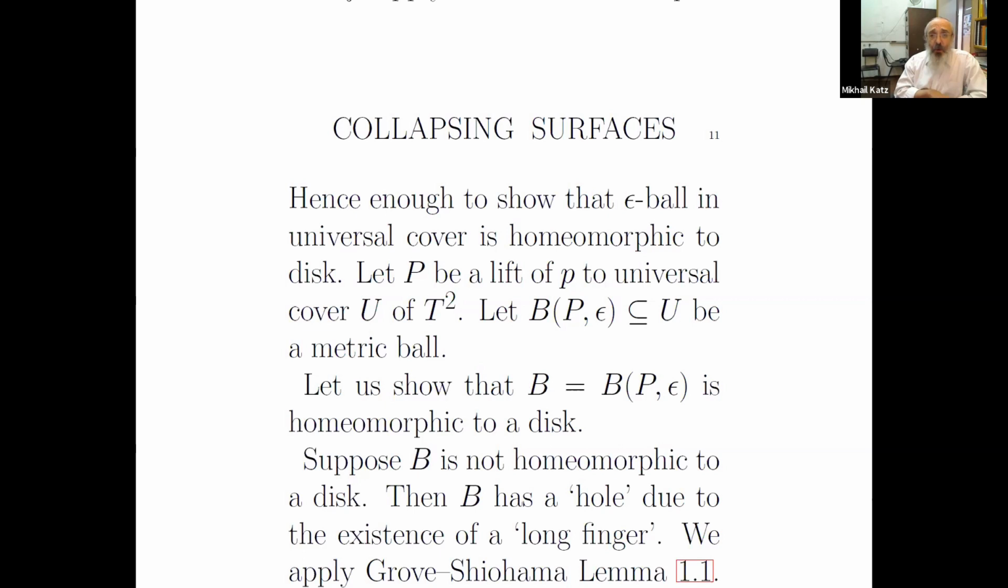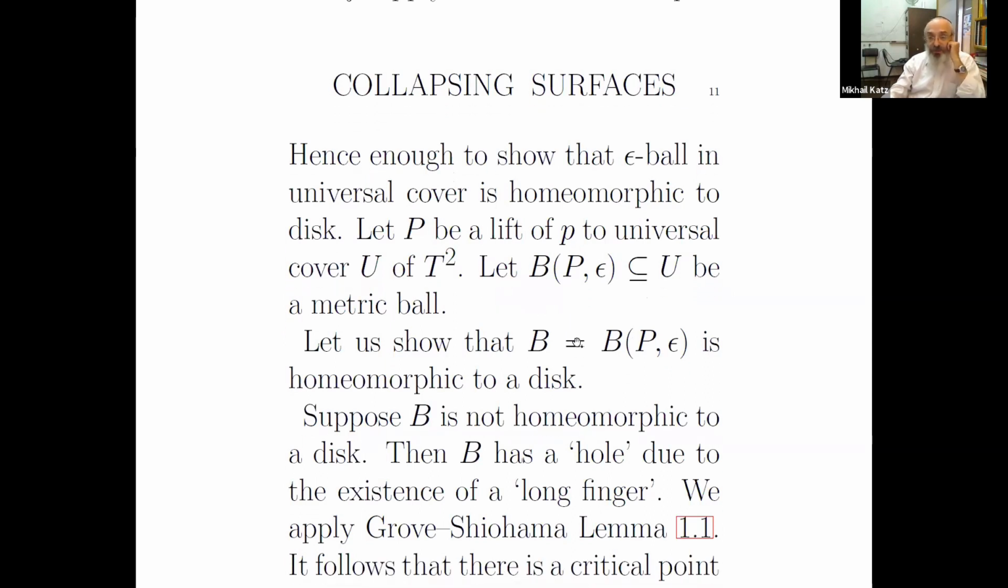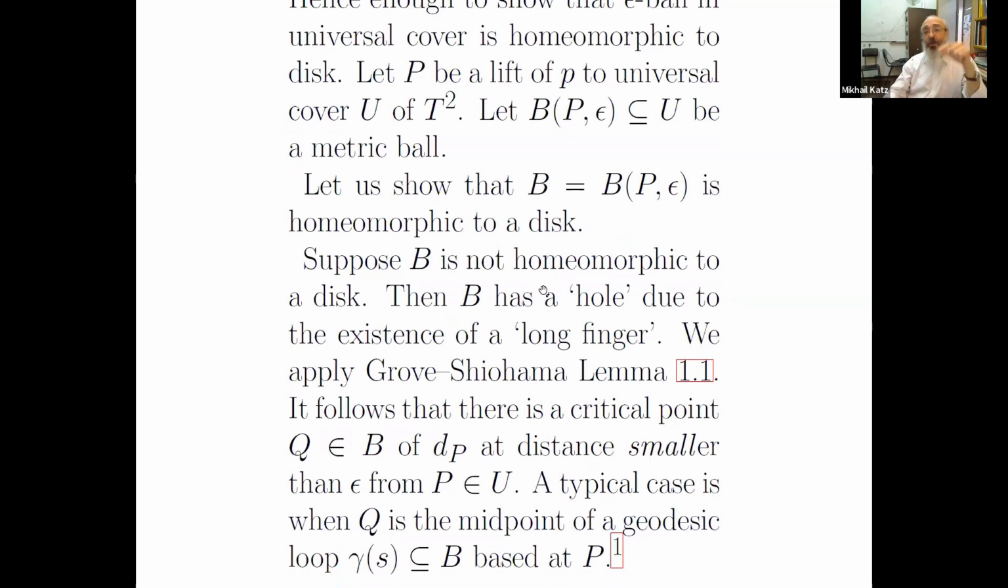So in any case, we have this ball in the universal cover now. Let capital P be the lift of P to the universal cover. The universal cover we will denote by U. And let B denote the metric ball. Again, these are not homeomorphic to disks. These are metric balls now, a metric epsilon ball. And we want to show that it's homeomorphic to a disk. Suppose it's not. Then B has a hole because there's a long finger sticking out of it. You're chopping off the long finger by the distance function. That's when you get the metric ball B.